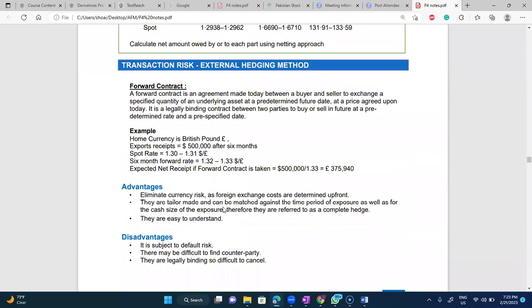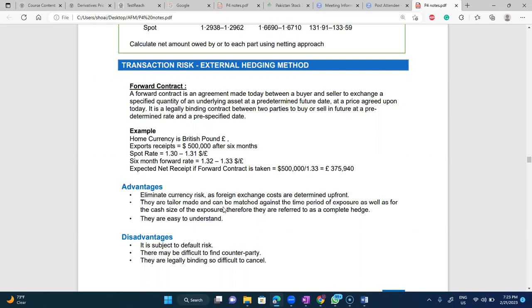Okay. Advantages of forward, future and option can be tested. What is the advantage of forward? It eliminates the currency risk, as foreign currency exchange costs are determined upfront. They are tailor-made and can be matched against the time period of exposure. Therefore, they are referred to as a complete hedge. In forward, there is no need to deposit the margin. There is no basis risk. They are very easy to understand, easy to handle compared to a future contract.